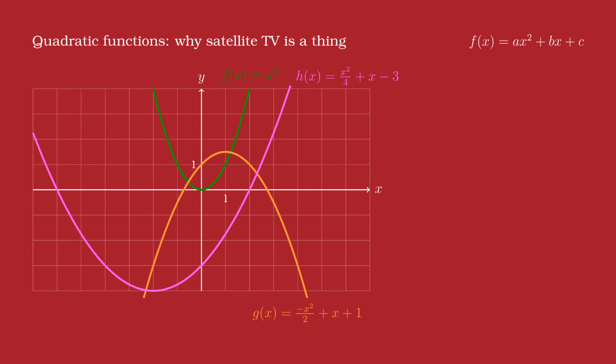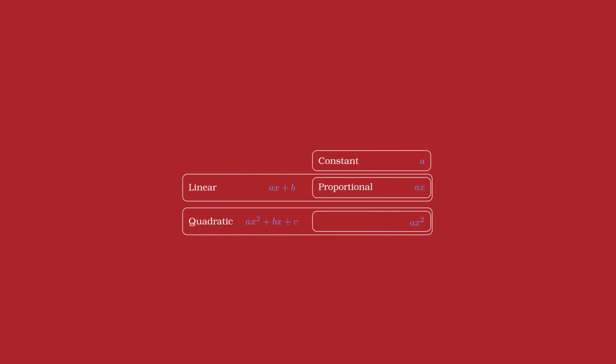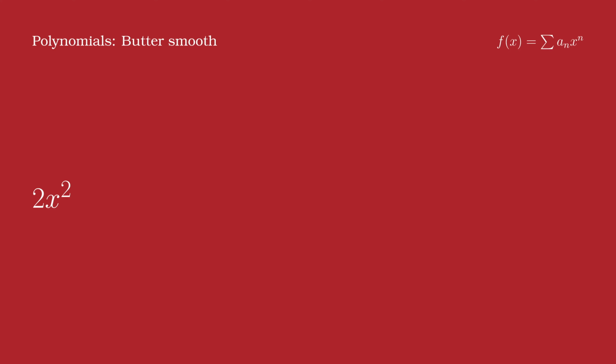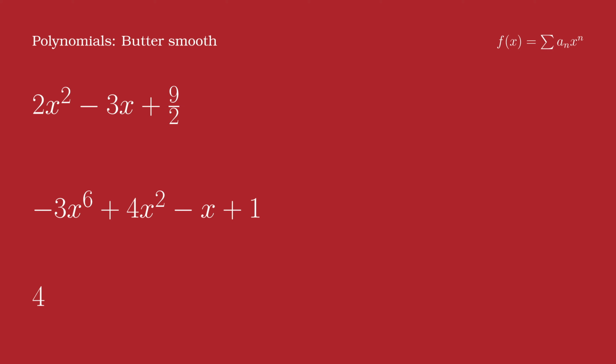Equation-wise, we can form a quadratic function by adding a term in x squared in front of the equation of a line, leading us to f of x is equal to ax squared plus bx plus c, where a, b, and c are any real numbers. Those first functions form a bit of a pattern. We have some number times x to an integer power, plus some number times x to some other integer power, and so on. In general, functions following this pattern are called polynomials.